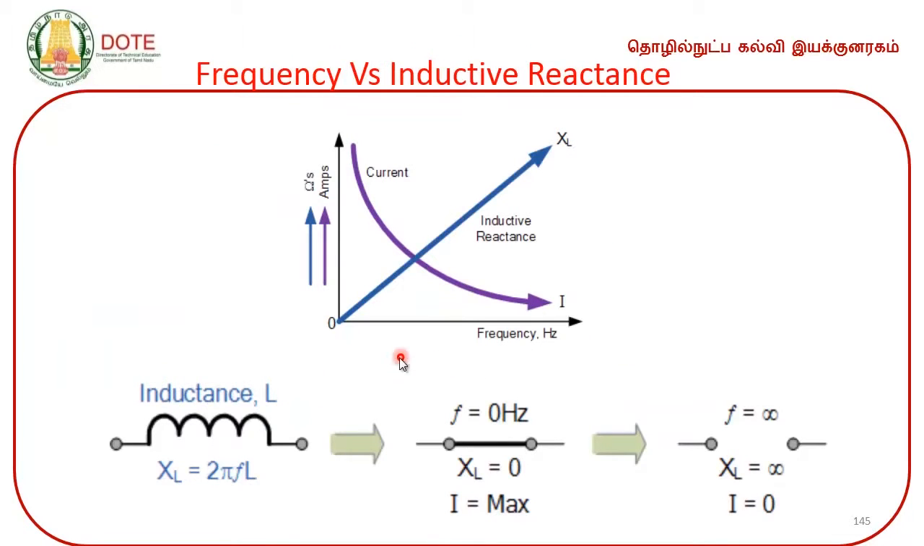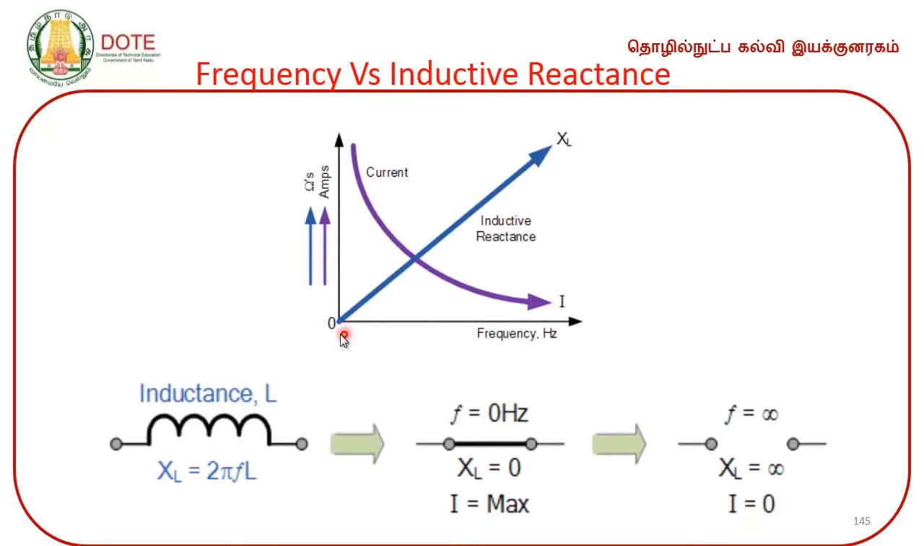Now frequency. So in AC, as frequency increases, we see how it behaves. So inductive reactance XL equal to 2πfL, right? That is, frequency is directly proportional to the reactance. That means as frequency increases... when frequency is 0, reactance is 0.